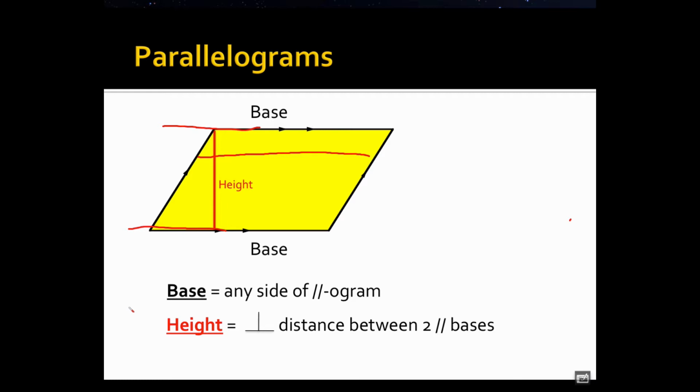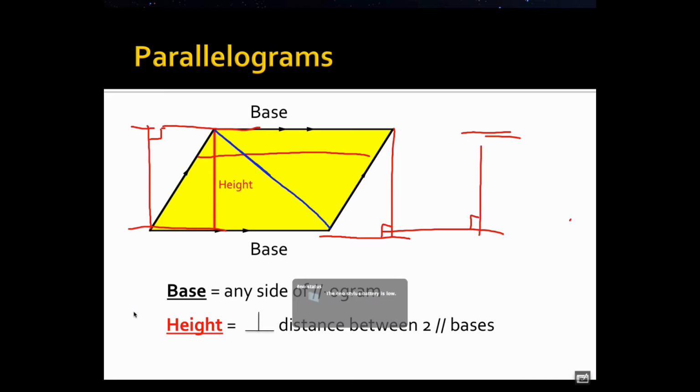So I could take something like this and extend it out over here. That would be a height. I could come over here and drop a height over here, or come over here, extend the lines, and measure the height over here. Now, there is another height that we could measure, which would be something bizarre, like maybe like that, if we considered this the base.